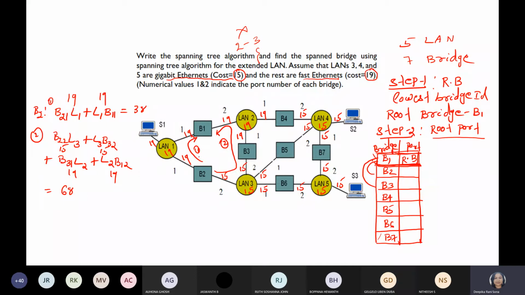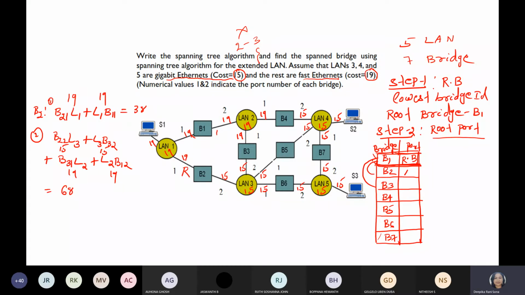So path 1 is giving us the cost of 38, and path 2 is giving the cost of 68. Which one is the minimum or lowest cost? We have to mark that port as the root port. 38, yes. So for B2, port 1 is the root port. We have to mark R with the labeling. So this is the root port for B2.